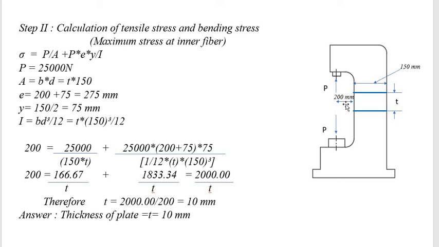Here we have been given the distance of 200 from the edge of the plate to the line of action of force. So eccentric distance is the distance of the line of action of force from the geometric axis. Hence we have added 75, which is half of 150. Y is equal to 150 by 2, that is 75 mm, and I, that is the moment of inertia, is equal to BD cube by 12, that is T into 150 cube divided by 12. By substituting the values in the equation, we will get the thickness of the plate as 10 mm.